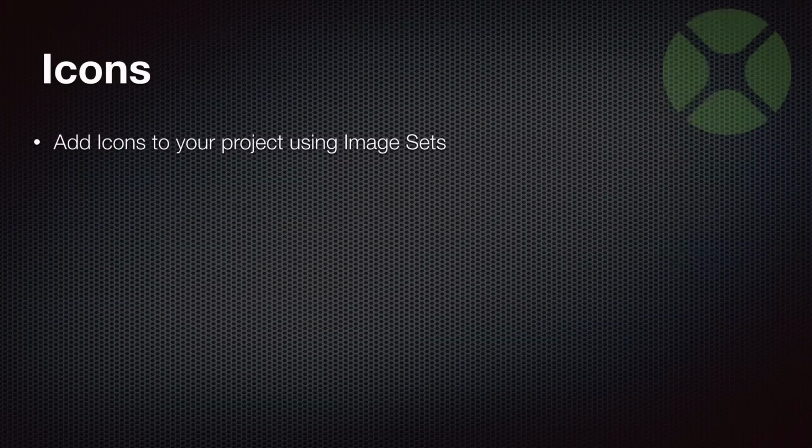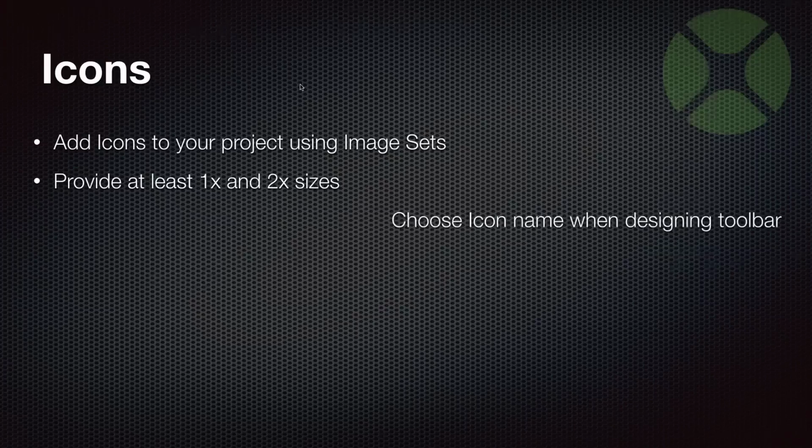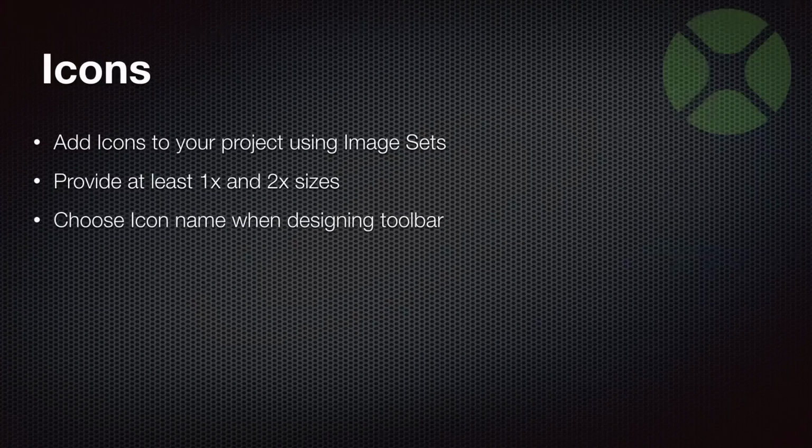When you want icons on your toolbar, and you definitely are going to want icons because they look cool, you just add them to your project using image sets. And you're going to want to provide at least 1x and 2x sizes so that your toolbar icons look nice and sharp on Retina and high DPI displays. And then when you're designing your toolbar in the Toolbar Editor, you'll just choose the name of the image set for the icon.